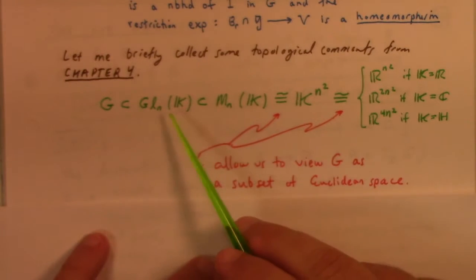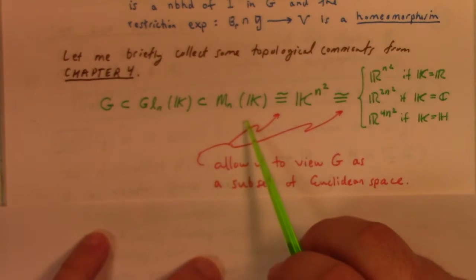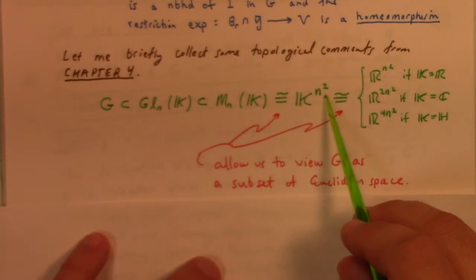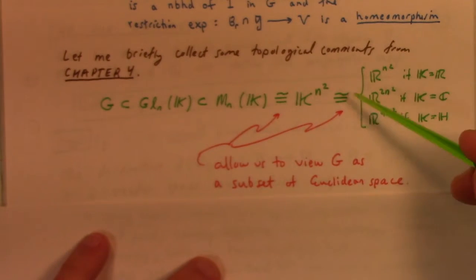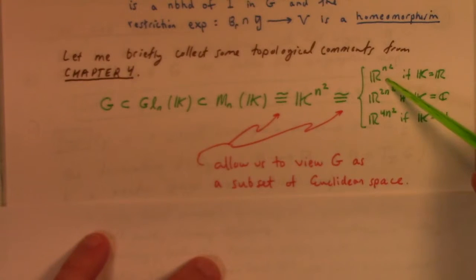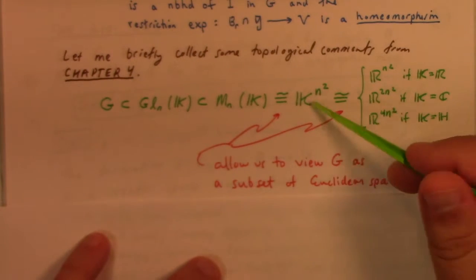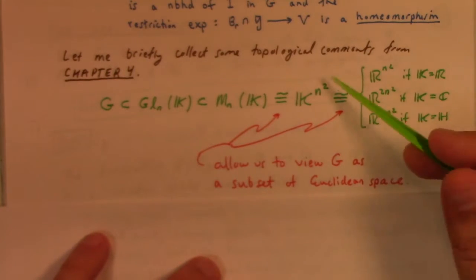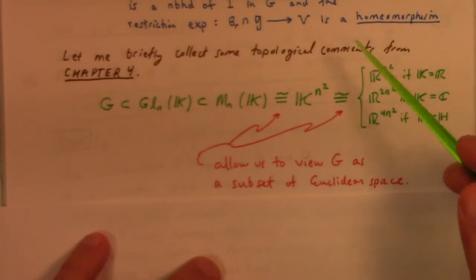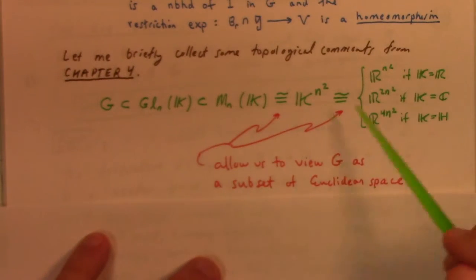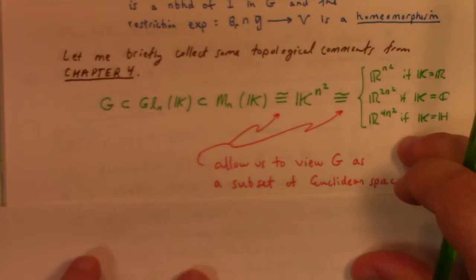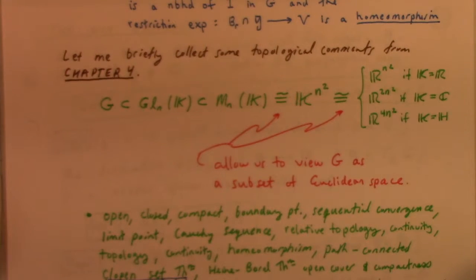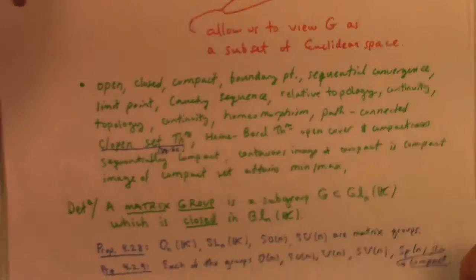We have this GL_n(K), the general linear group of order n over K. It's a subset of this space, n by n matrices over K, which is isomorphic to, of course, K^(n²), and then that is either directly R^(n²), or through stringing out real and imaginary components R^(2n²), or through stringing out the real and the three vector components, like the quaternionic case, it's R^(4n²). Anyway, the point is, there's a natural way of viewing G as a subset of Euclidean space. So really, you can look at these matrix groups as embedded submanifolds of Euclidean space, which means that they're particularly easy to analyze.